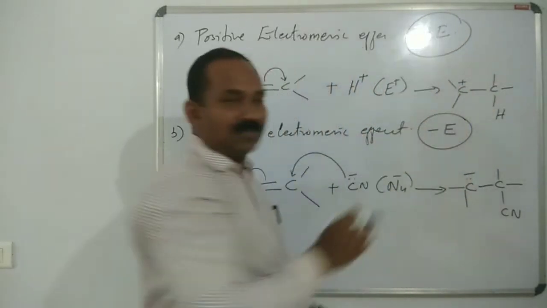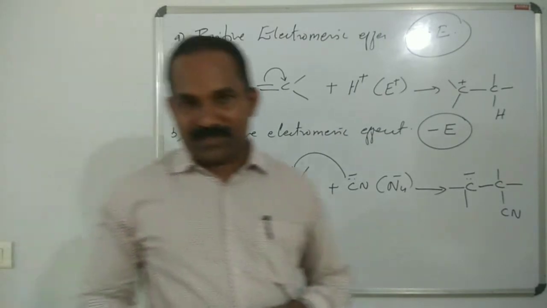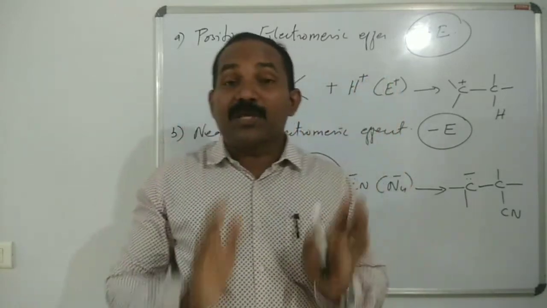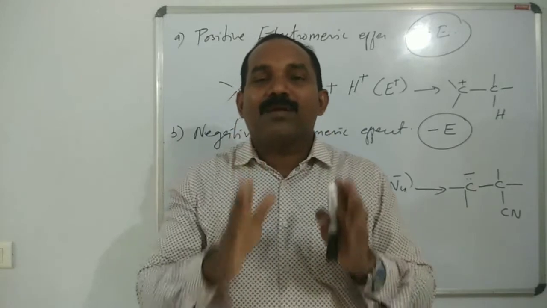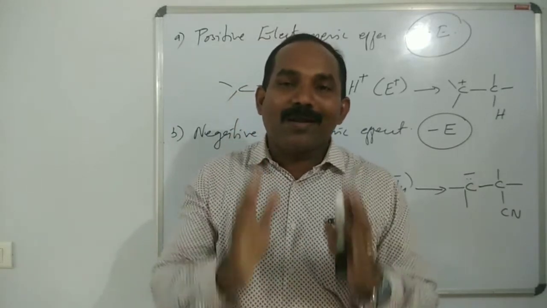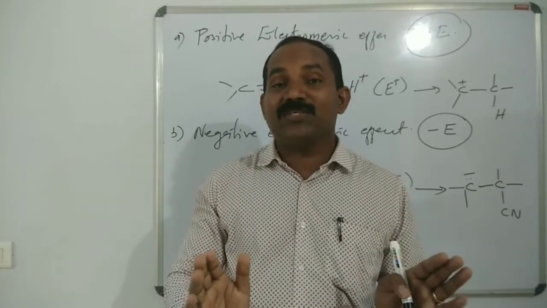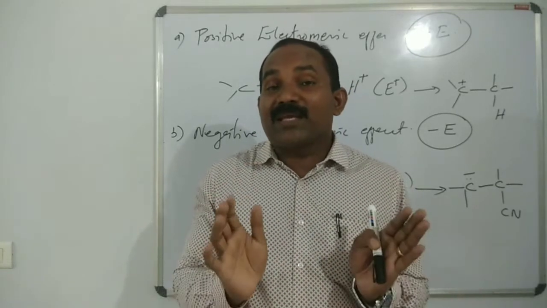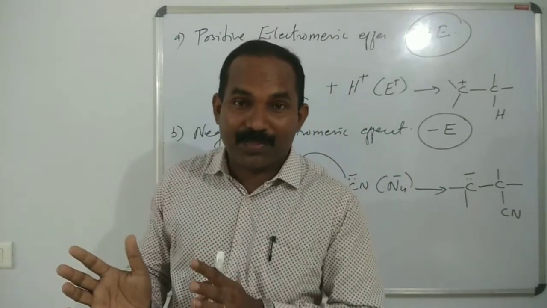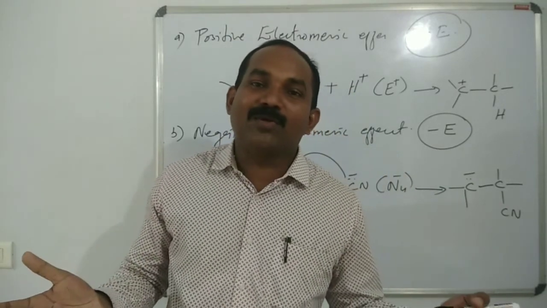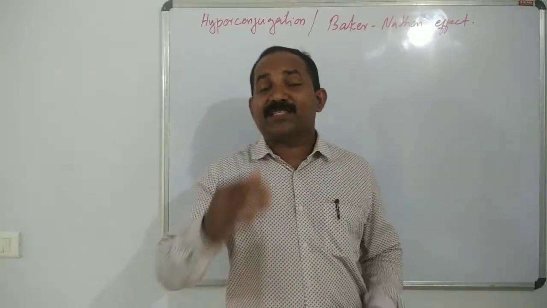Positive E effect and a negative E effect. And you should keep in your mind, electromeric effect is a temporary effect. It works only in the presence of the attacking reagent. If the attacking reagent is not there or is removed, what happens? The electromeric effect does not take place. Clear?